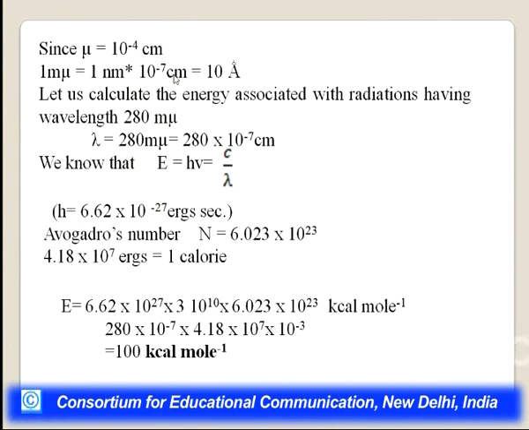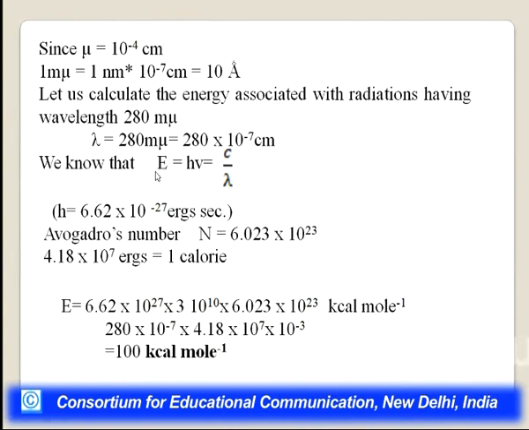So you can see the units: 1 millimicron is equal to 1 nanometer, or we can say 10 to the power minus 7 centimeter, which is equal to 10 angstrom. So we can calculate the energy associated with a particular wavelength. Let's say if lambda is equal to 280 millimicron, then what will be the energy?